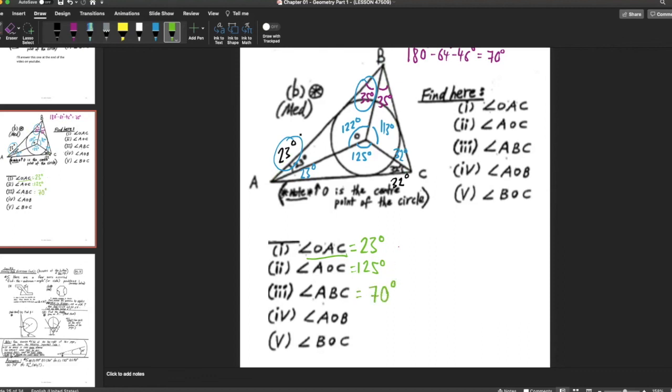Then we have AOB. So AOB is from here to here and up. So that's the 122. And finally, BOC is this angle here, which is 113 degrees.